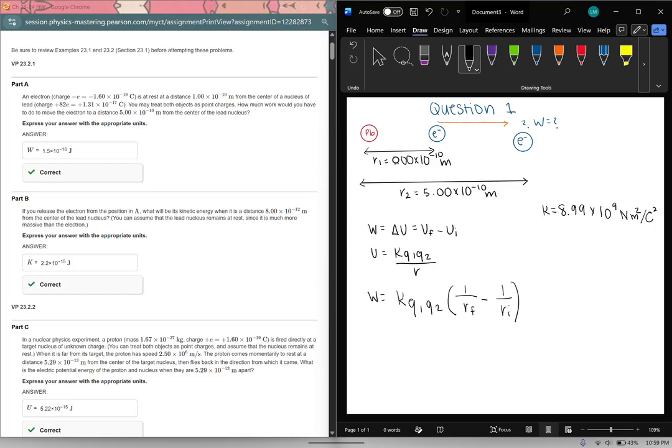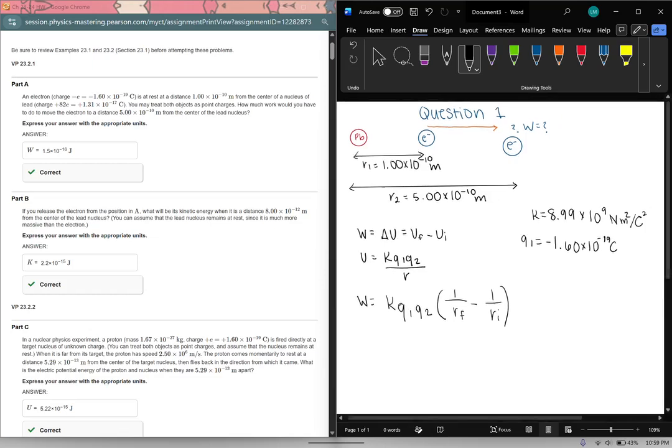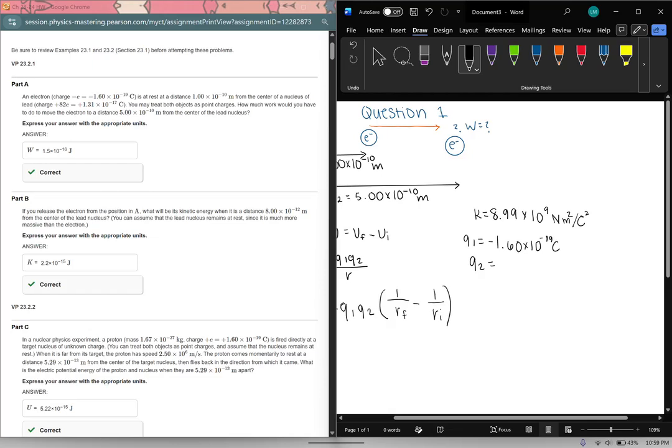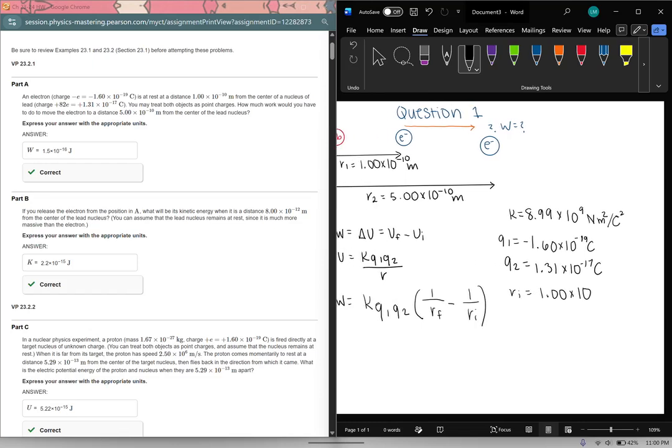So k is equal to 8.99 times 10 to the power of 9 newton meter squared per coulomb squared, and then Q1 is equal to negative 1.60 times 10 to the negative 19 coulombs, and Q2 is 1.31 times 10 to the power of negative 17 coulombs. r initial is going to be 1.00 times 10 to the negative 10 meters, and r final is 5.00 times 10 to the negative 10 meters.